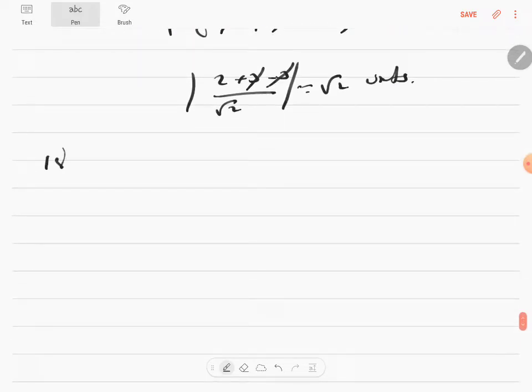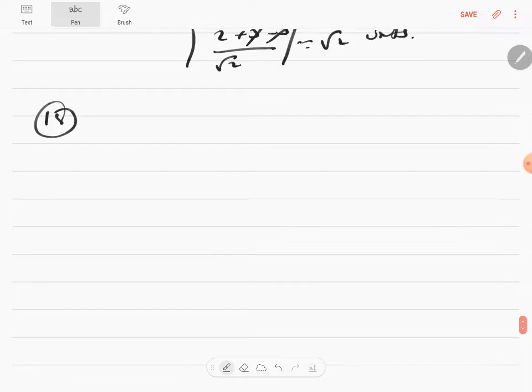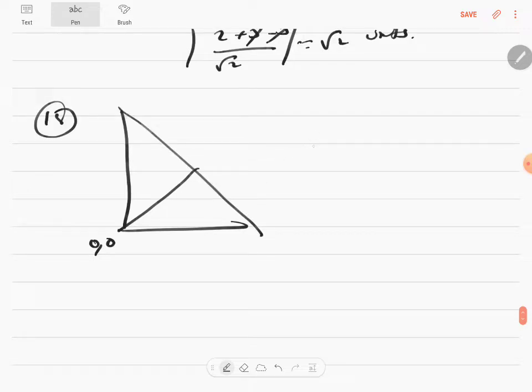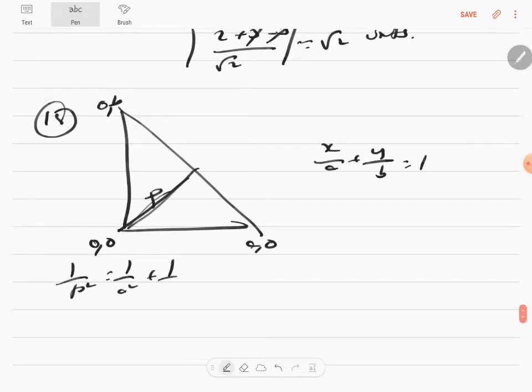So let's go to 18th question. If p is the length of the perpendicular from the origin to the line in intercept form, which means x by a plus y by b is equal to 1, therefore you know this is a comma 0 and this is 0 comma b. P is the length of the perpendicular. You have to prove that 1 by p square is equal to 1 by a square plus 1 by b square. This is also distance from the origin only, perpendicular distance.